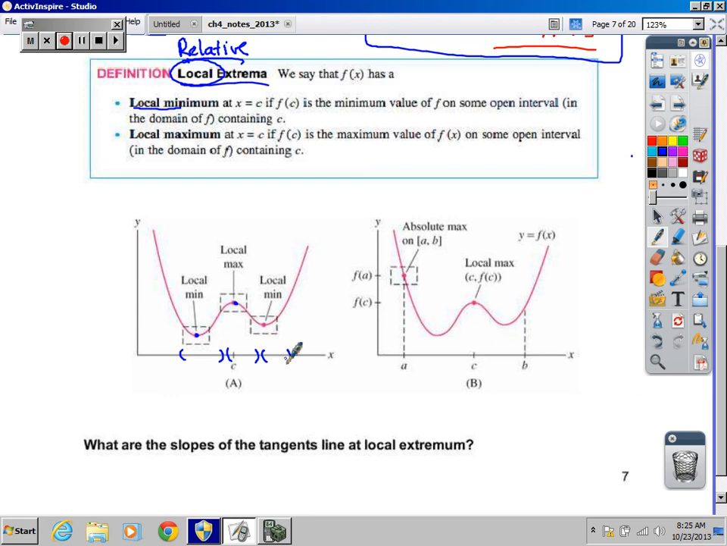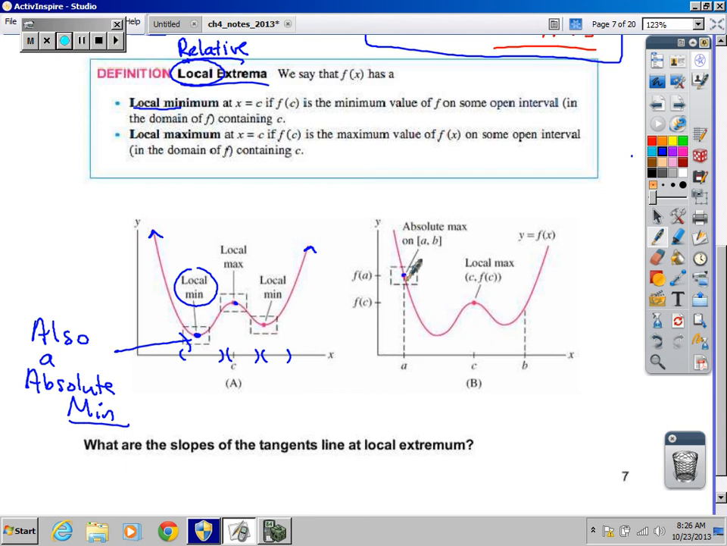Now, what can happen is that local mins or maxes can sometimes also be absolute max or mins. So when I look at this first diagram right here, this first point is considered a local min. What else do you think it might be? It's also an absolute min, because it's the lowest point on the curve. If this graph has arrows going to the right, then it would not have an absolute max, but it would have a local max. The local max is right in that interval.